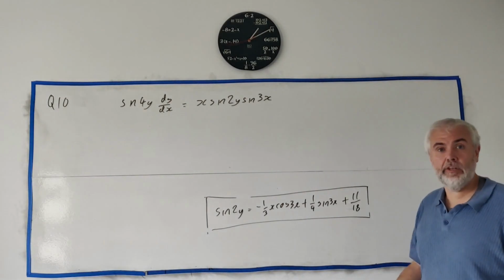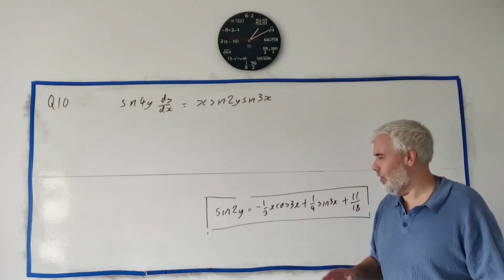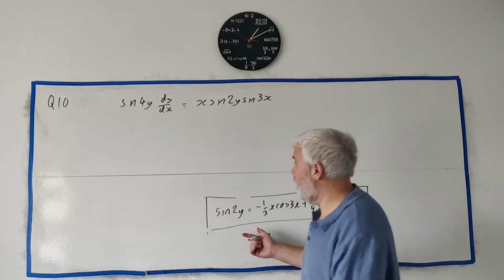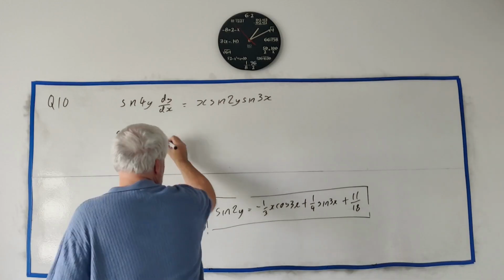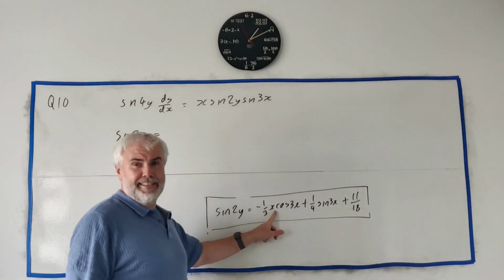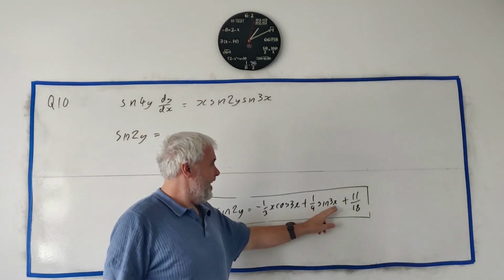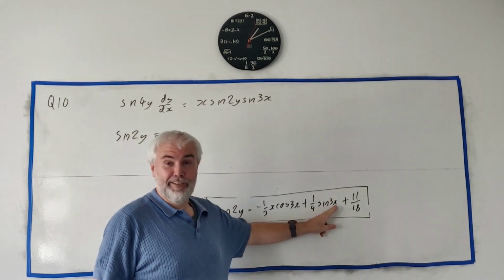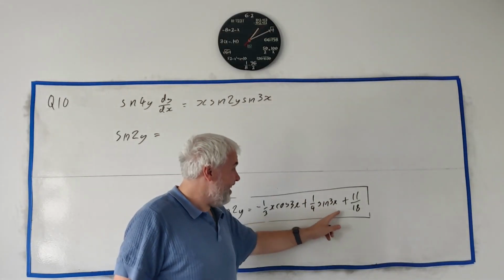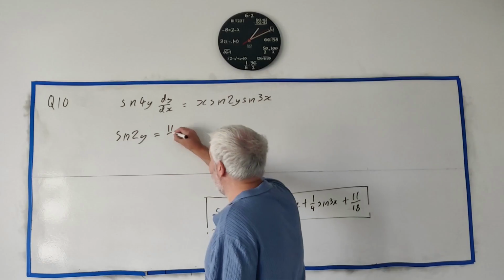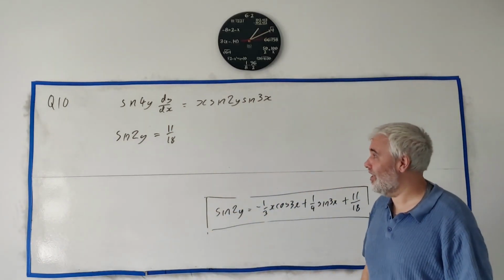X is equal to 0. We'll worry about what y is later. They tell us y is between 0 and pi over 2. So if I write all this again, I get sine of 2y is equal to, x is 0, so 0 multiplied by anything is gone, it's 0. X is 0 again. 3 times 0 is 0. Sine of 0 is 0. That's gone. We're just left with 11 over 18. That's why it's only 2 marks.